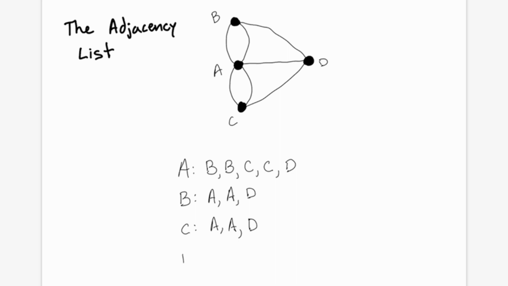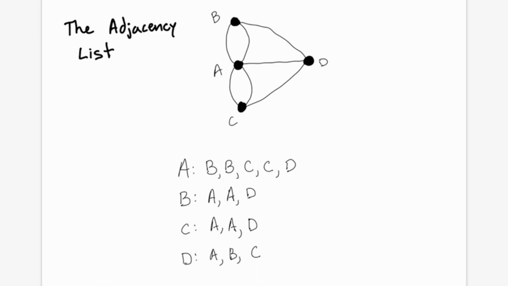Finally, node D is adjacent to node A, node B, and node C. One thing you can notice about the adjacency list right off the bat is that it doesn't require as many characters to write out as the standard mathematical representation of a graph. That's because we list the node at the beginning and then each node that it's connected to in its adjacency list, without having to repeat that node multiple times for each edge.